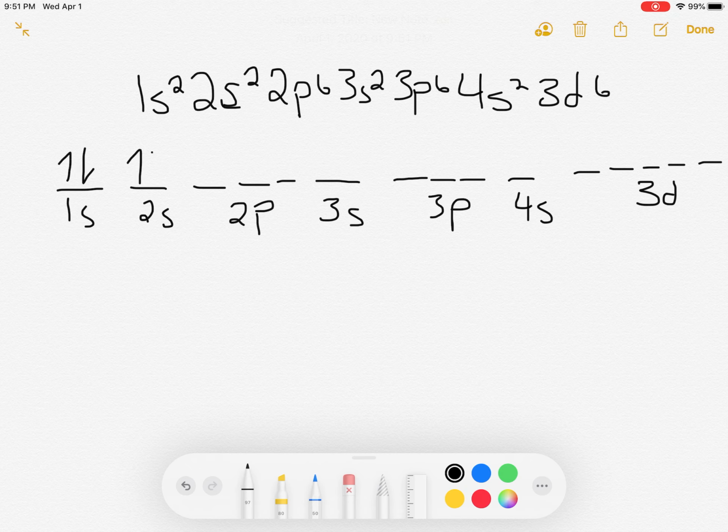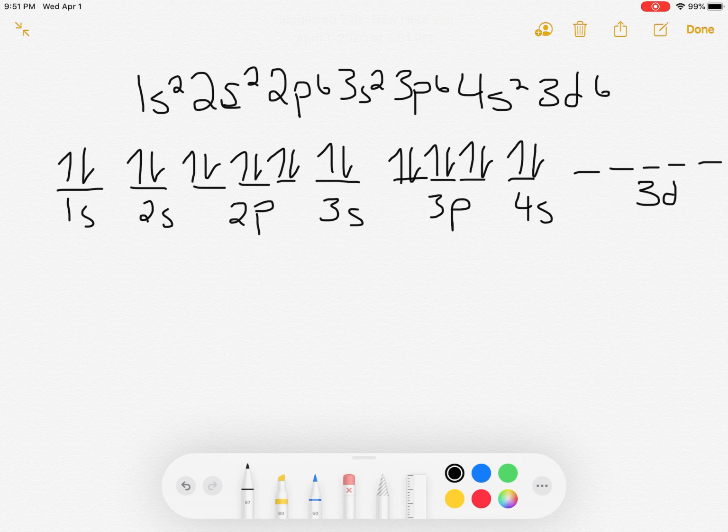Okay, so now we can put in our electrons. 1s has 2, 2s has 2, and 2p has 6. 3s has 2, 3p has 6. 4s has 2, and 3d has 6. So here we want to follow Hund's rule. We're going to put 1 electron in each orbital to get the lowest energy state, and then we have 1 more, so we're going to pair it with that first one.